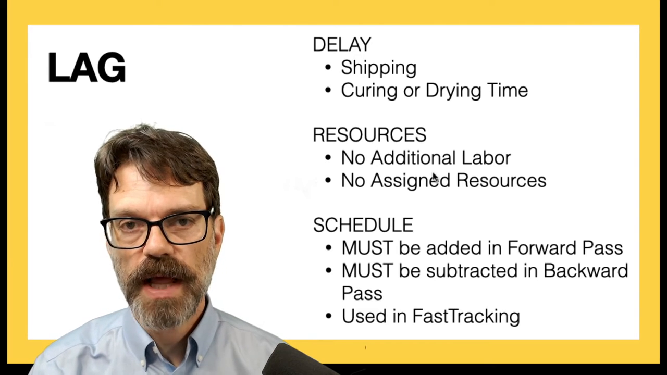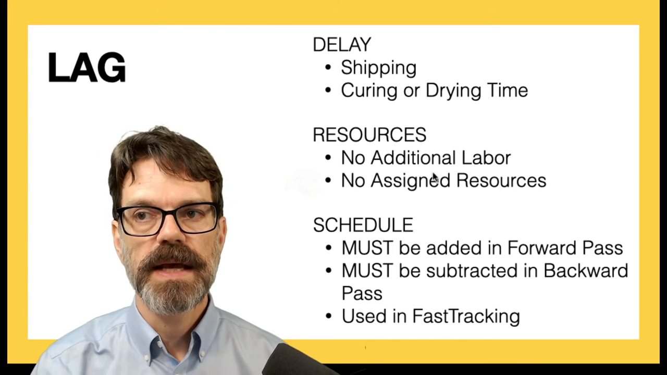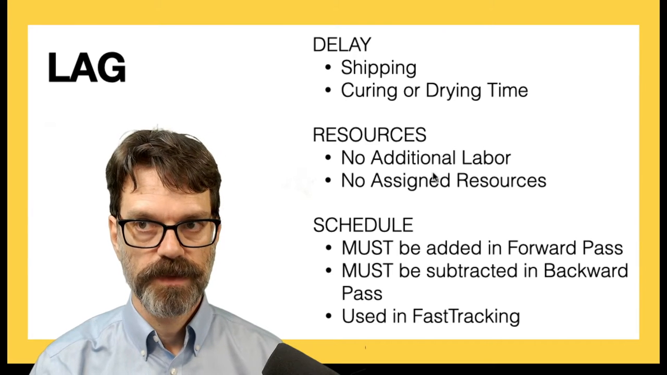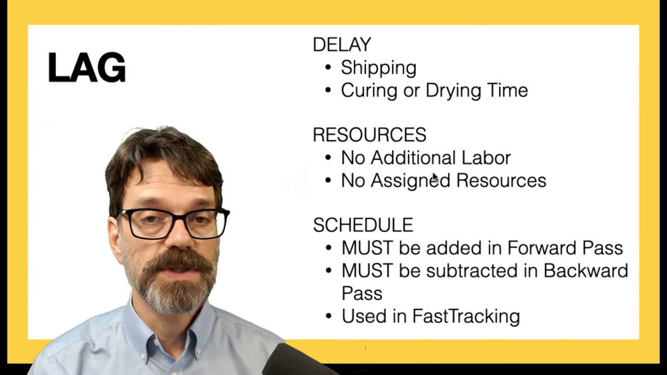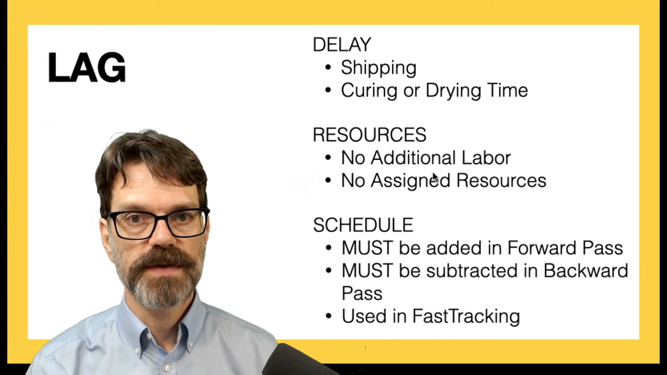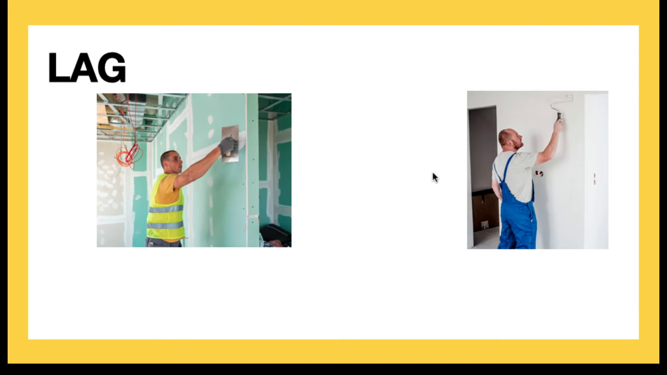As far as how lag affects our schedule, it must be added in the forward pass and it must be subtracted in the backward pass. It is also useful in fast tracking, and we'll talk about all three of these aspects of lag. So in this first example of a lag, we have someone that is doing some drywall on a construction site. And we have another person that's going to be doing some painting of those walls.